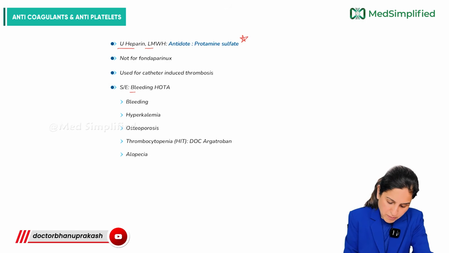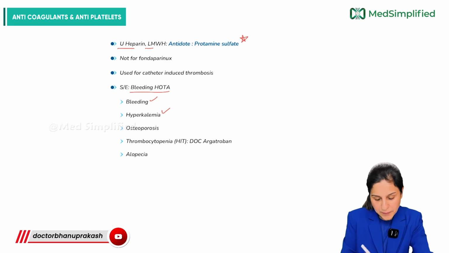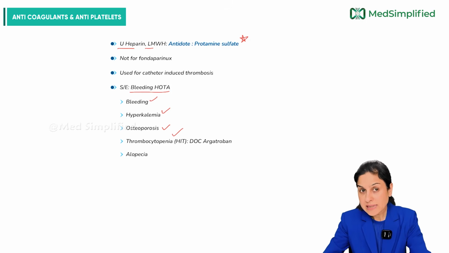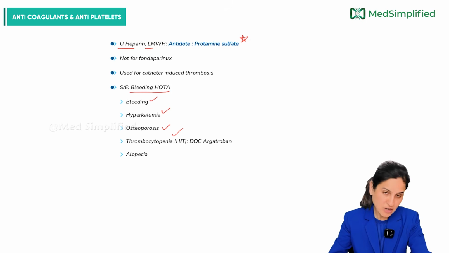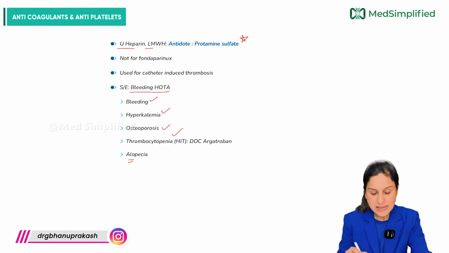Side effects of heparin, remember the mnemonic HOT: Bleeding, H for hyperkalemia, O for osteoporosis, thrombocytopenia, that is the HIT syndrome, heparin-induced thrombocytopenia, for which the drug of choice is argatroban, and it can cause alopecia.